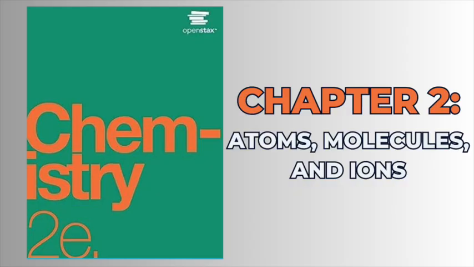Learning objectives. By the end of this section, you will be able to write and interpret symbols that depict the atomic number, mass number, and charge of an atom or ion. Define the atomic mass unit and average atomic mass. Calculate average atomic mass and isotopic abundance. The development of modern atomic theory revealed much about the inner structure of atoms.